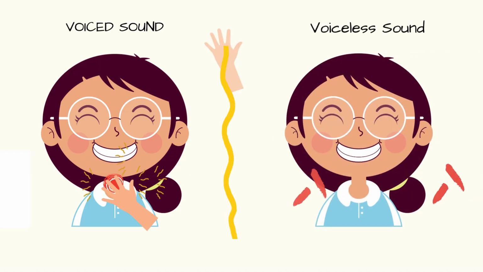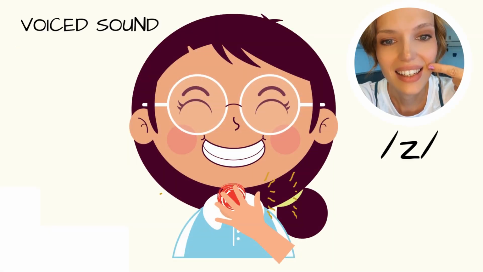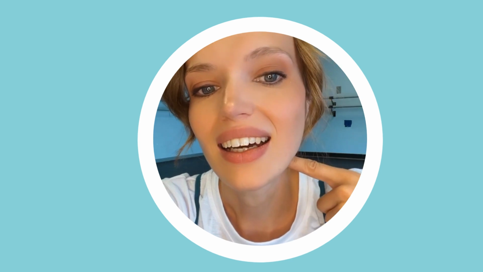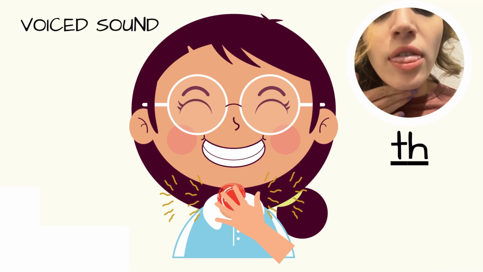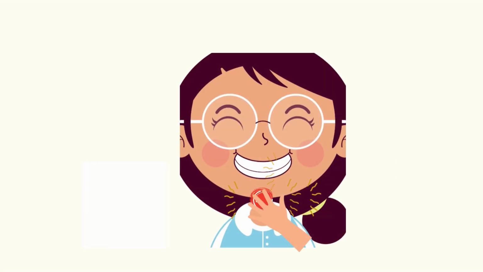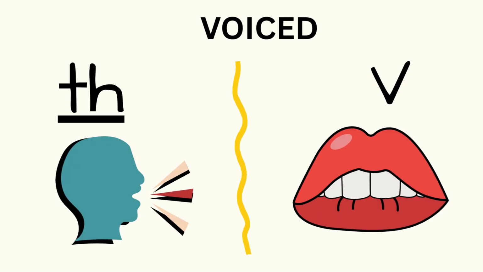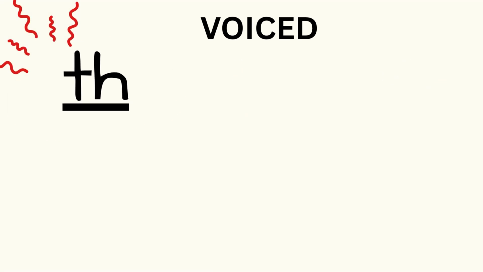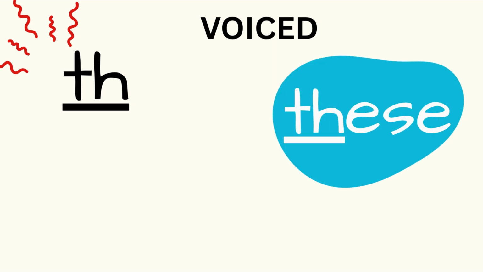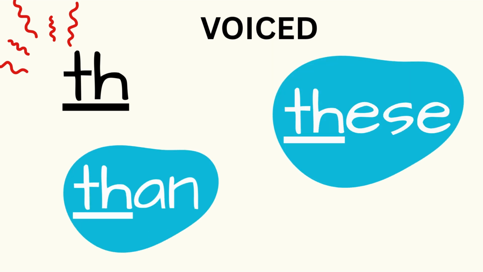One is voiced and one is voiceless. So put your hand on your throat and say zzz. Feel your throat vibrate? Now stick your tongue out and say zzz with a vibrating voice box. That voiced TH sound gets confused with V because of where your mouth is placed and the sound of it. So you have to make sure you're paying attention to what your mouth is doing. You might hear this voiced TH sound in words like these or than.